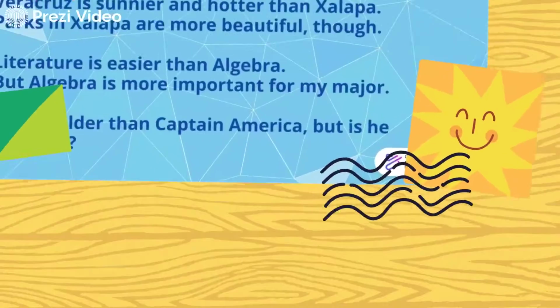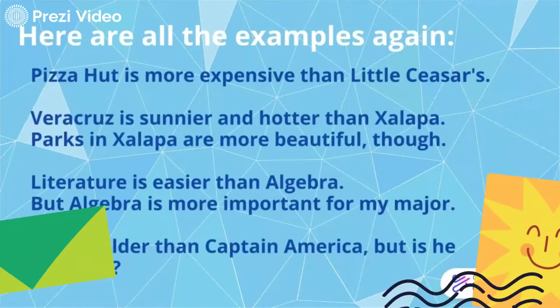Here are all the examples again. Alright, so we have Pizza Hut is more expensive than Little Caesars. Veracruz is sunnier and hotter than Jalapa. Parks in Jalapa are more beautiful though. Literature is easier than algebra, but algebra is more important for my major. Thor is older than Captain America, but is he stronger?